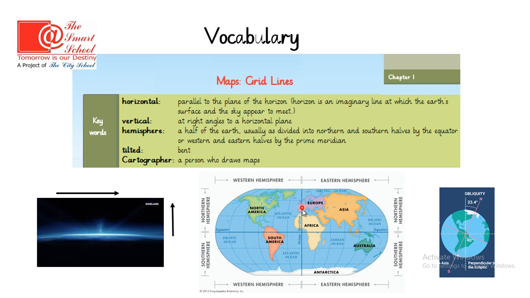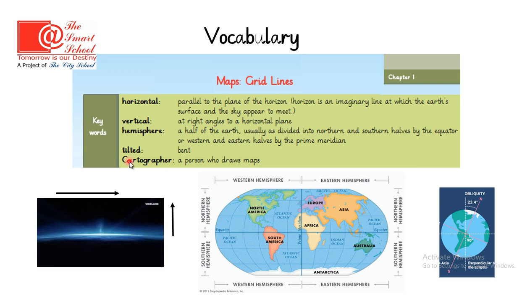Now see this line, this is the prime meridian. On the right side of the prime meridian, this whole area is the eastern hemisphere, and on the left of the prime meridian, this whole area is the western hemisphere.